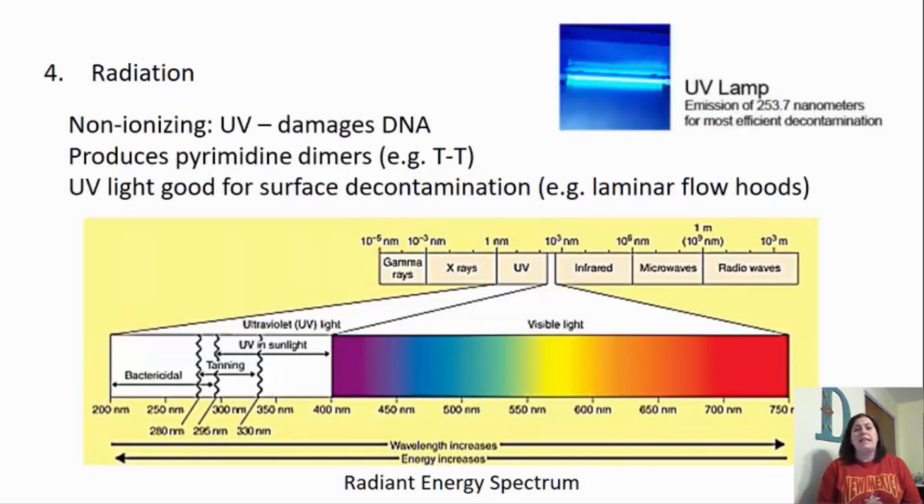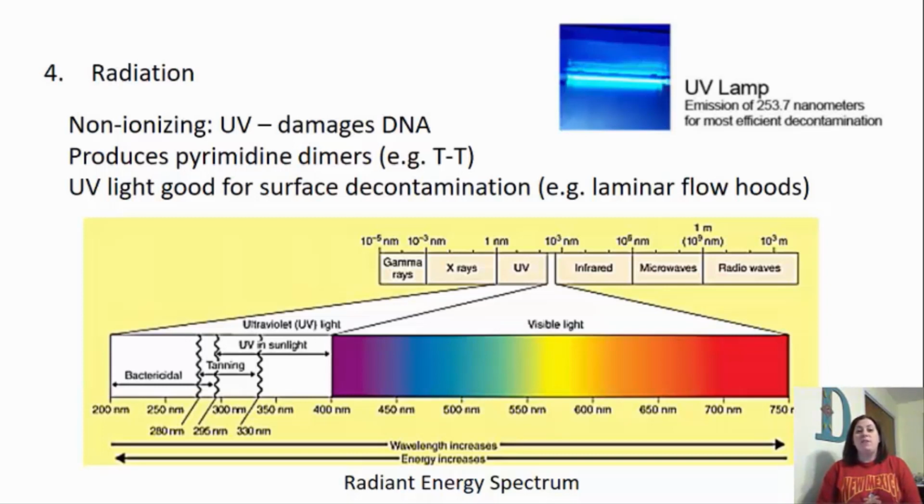The non-ionizing would be more like the UV lamps. They're there to damage the DNA. They produce pyrimidine dimers, where if there is a thymine next to a thymine in the DNA strand, it actually causes them to pair with each other instead of pairing with A like they're supposed to.